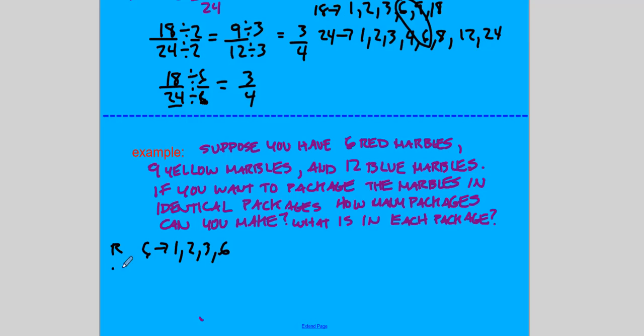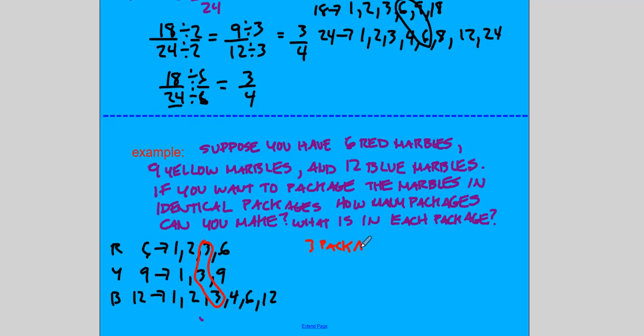Then for yellow marbles, we have 9 of them. The integer factors of 9 are 1, 3, 9. And then we have blue, which is 12, whose factors are 1, 2, 3, 4, 6, and 12. Looking at this, you can see the largest factor in common is 3. So my answer here is 3 packages. I can make 3 packages, and then what's going to be in each package?